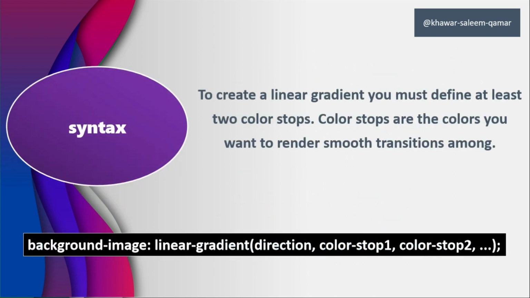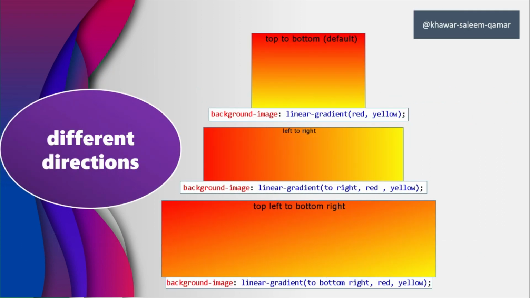So the basic syntax of a linear gradient is that inside this background image property or background property, we use this linear gradient function, in which first of all we provide it the direction to which we want our colors to be transitioned, and this direction property is optional, whereas these color stops are compulsory. There must be at least two color stops, and by color stop we mean each individual color between which we want the transitions. So these are the examples.